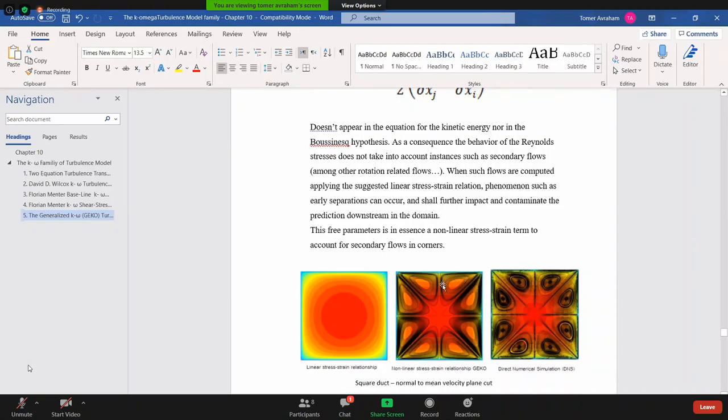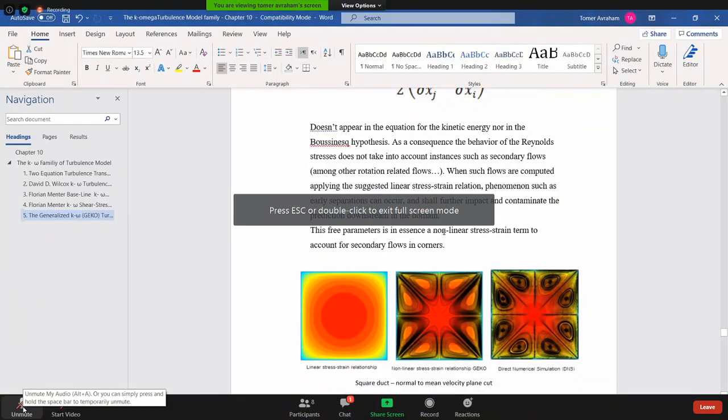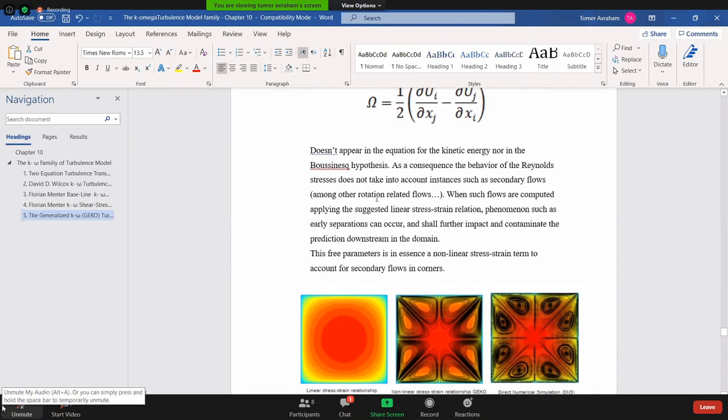We're still talking about Reynolds average Navier-Stokes, okay? But with a nonlinear stress strain term. So you have this in Gecko, but you also have this in the EARSM, the explicit algebraic Reynolds stress model. You can also use an RSM model, but the EARSM is advantageous in the fact that it's not as stiff, okay?